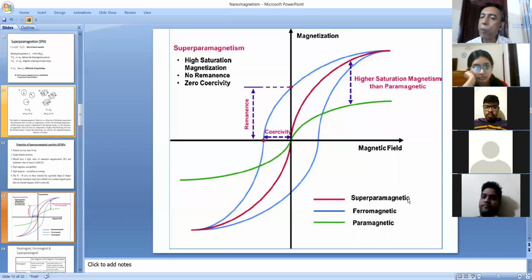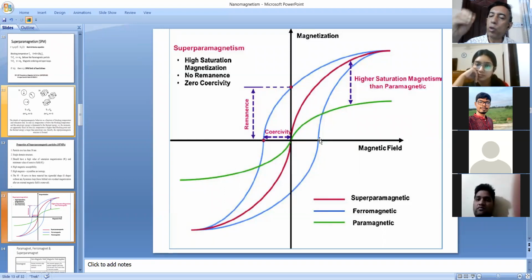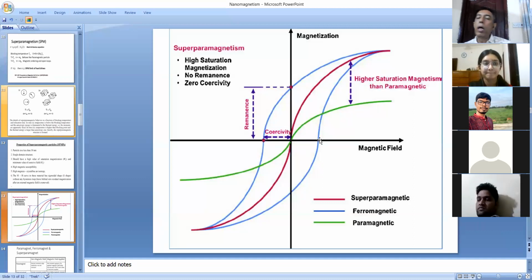What is the paramagnetic property? A paramagnetic substance does not show any hysteresis loop. Only a ferromagnetic substance shows the hysteresis loop. So a ferromagnetic substance with nano size does not show any hysteresis loop. That means any magnetic nanoparticle will not show any hysteresis loop.